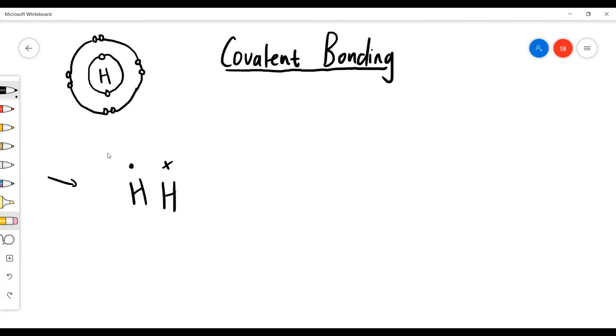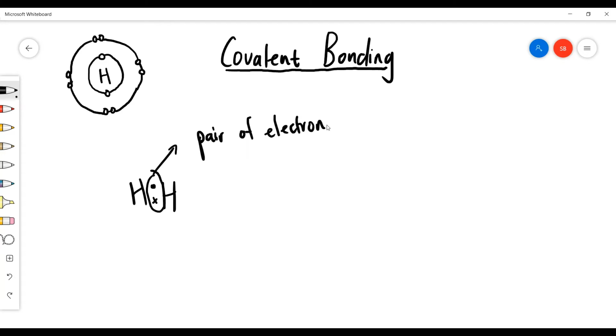So I'm going to draw this a little bit differently. Because these electrons move, this electron over here will share that electron with this hydrogen atom, and this hydrogen's electron will share this electron with this hydrogen atom. Okay, so these two are now sharing a pair of electrons. We say that this is a pair of electrons.